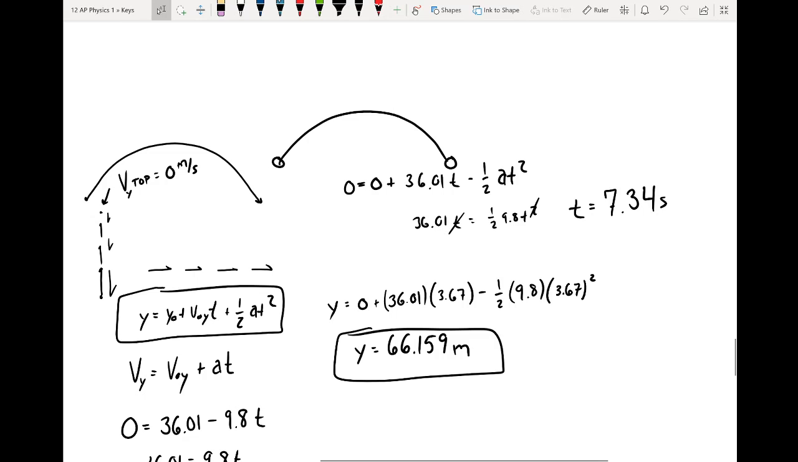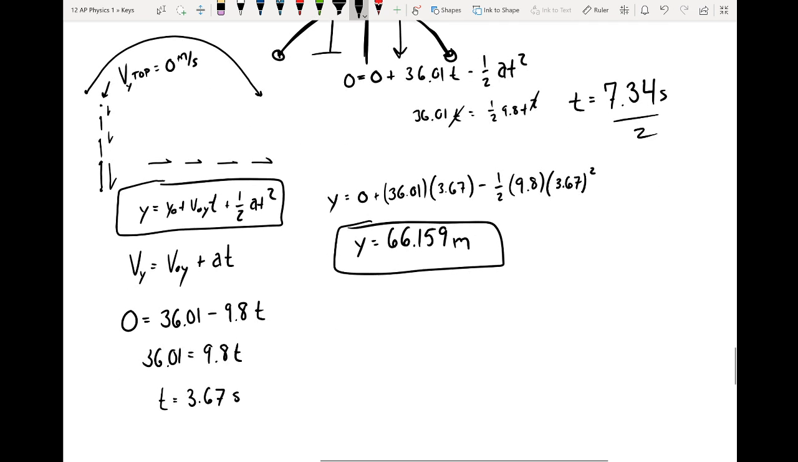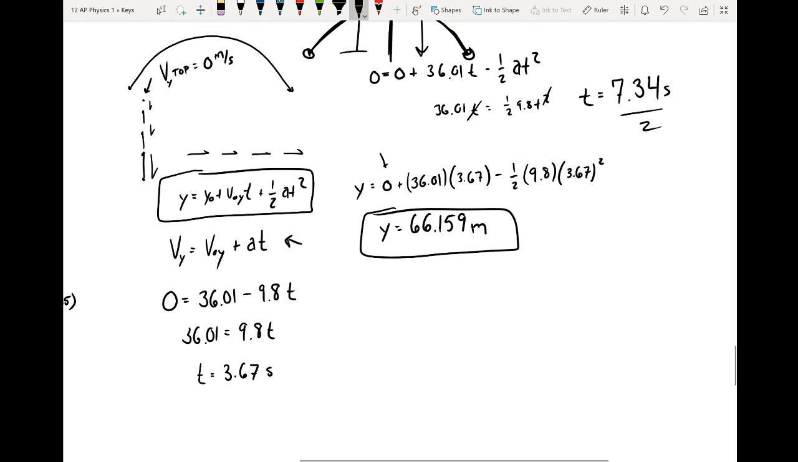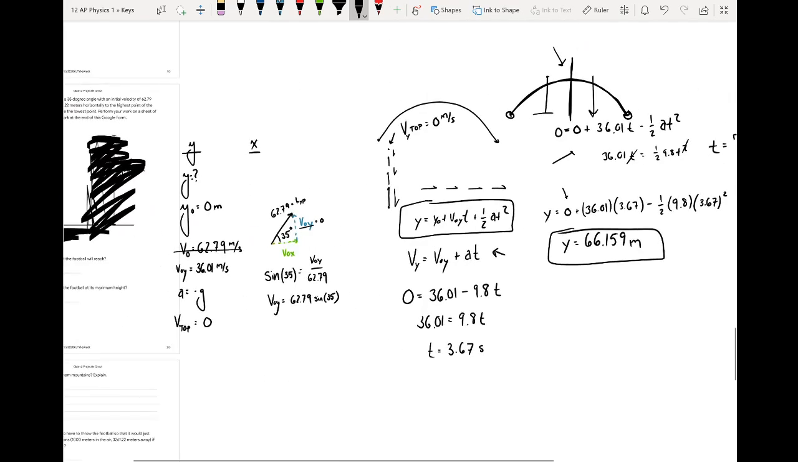Then you would use that information and say, well, it took the full time to be 7.34 seconds. I know that the amount of time it took to get up is going to equal the amount of time it takes to get down. So I could divide this time by 2 and say the time at our top is 3.67 seconds, and then do the process that we did. So if you didn't want to use this velocity equation, you could have used this position equation twice.